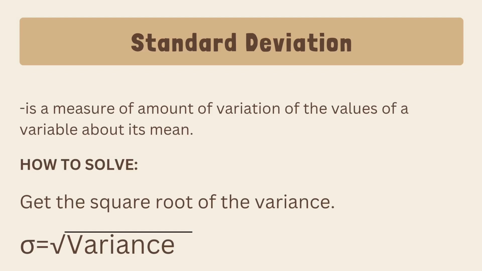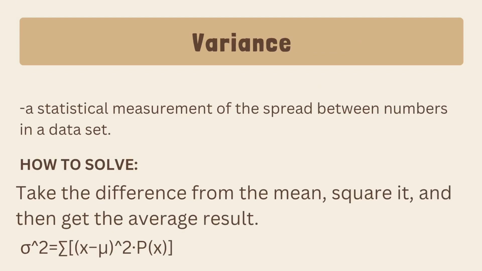Standard deviation is a measure of amount of variation of the values of a variable about its mean. So it's just very simple to solve the standard deviation. You will just simply get the square root of the variance. So the sign right here is called sigma. So the formula for standard deviation is sigma is equal to the square root of the variance.